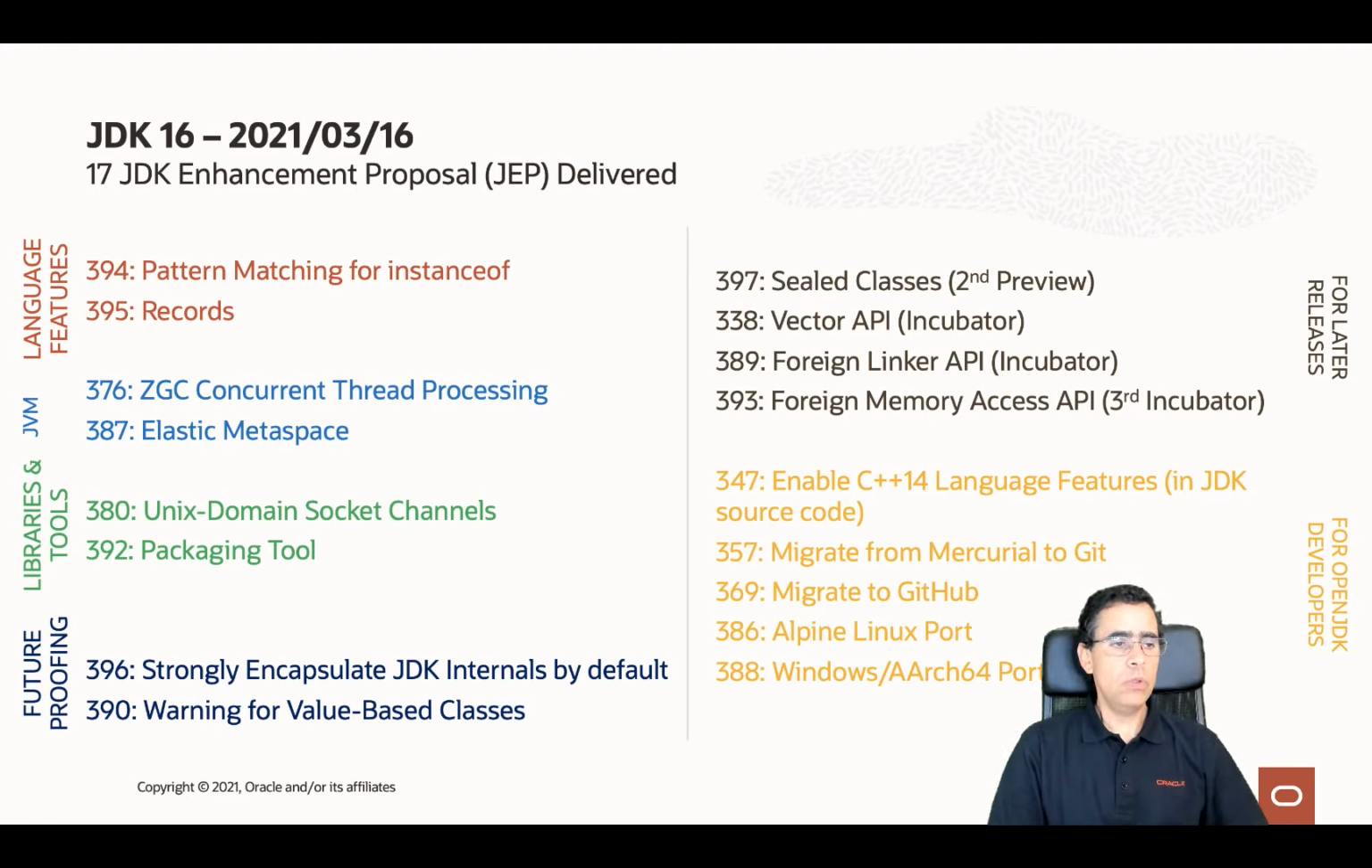JDK 16 also makes changes to prepare developers for later versions of the platform, trying to move them away from relying on JDK internal APIs and paving the way for improvements in memory management that are being developed as part of Project Valhalla. We deliver 4 features in preview or incubator to gather feedback before we add them to the platform in a more permanent way. Finally, the last 5 JEPs deliver changes that will impact OpenJDK developers and make it easier for them to contribute to move Java forward. Let's review each one of these in some detail.